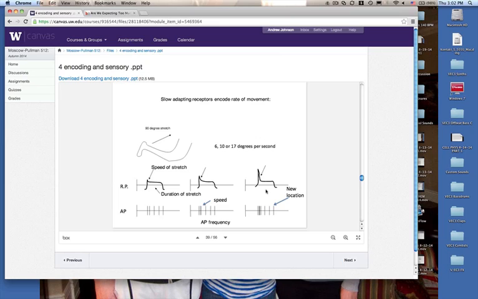And then when you reach this plateau, you're going to keep sending action potentials at some rate, and then when you put the limb back in its place, those action potentials would fall off. So this is how slow adapting receptors can give you both intensity and location.